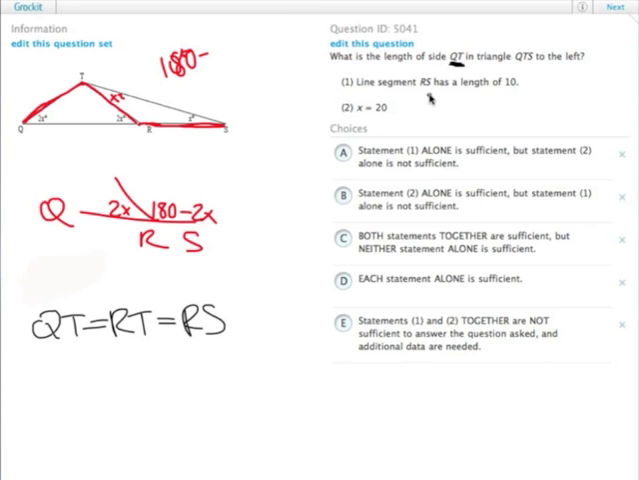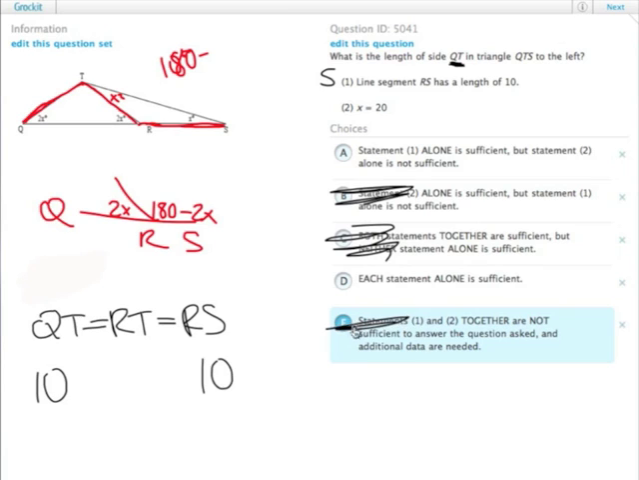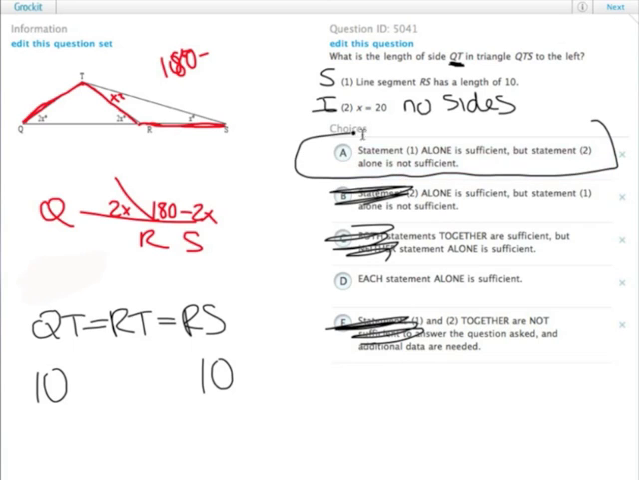So statement 1 tells us line segment RS is equal to 10. RS equals QT, so they're both 10. Statement 1 is sufficient. We can cross off B, C, and E. Statement 2 tells us that x equals 20. It gives us the angle measures, but with no sides, we're not going to be able to solve for QT. So statement 2 on its own is insufficient, leaving us with answer choice A.